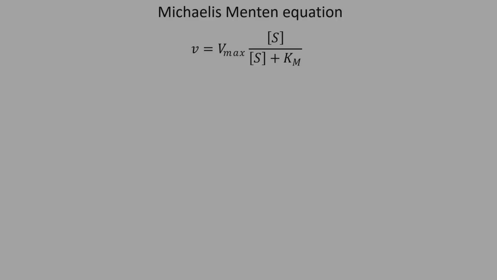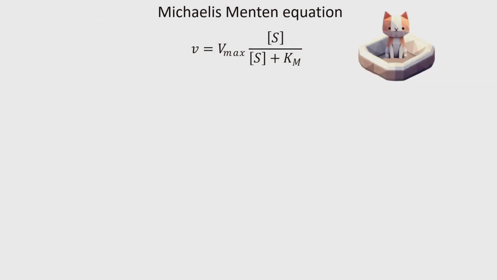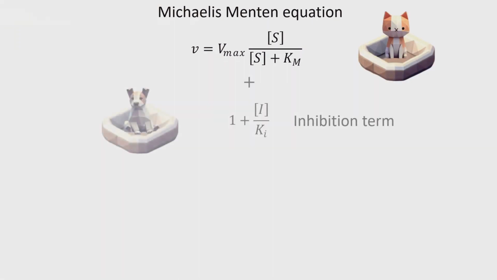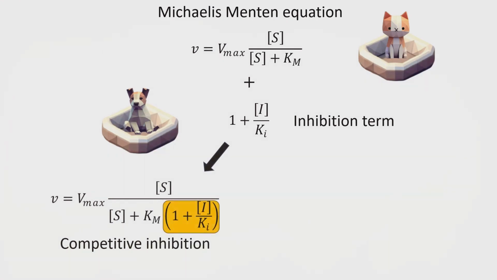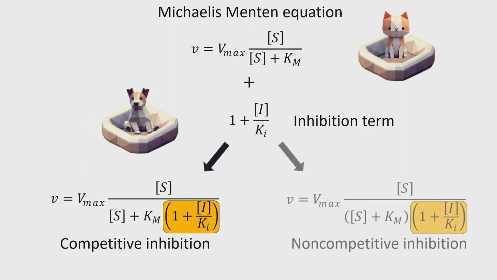Now let's take a look at the classical equations for competitive and non-competitive inhibition. Both equations are expansions of the Michaelis-Menten equation, a simple mass-action equation used to describe the interaction of substrate and enzyme.